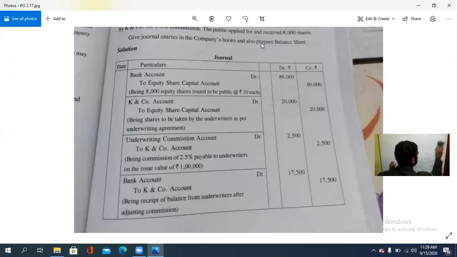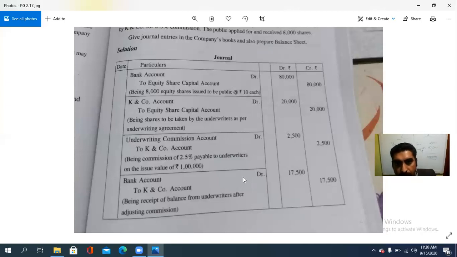And if we are preparing the balance sheet of this, how it is to be, in the liability side there is the total amount of the share. Liability side, asset side. Share capital 1 lakh. Here commission 2,500 and cash and other equivalents. How much? 1 lakh minus 2,500, 97,500. So it is 1 lakh. Clear?